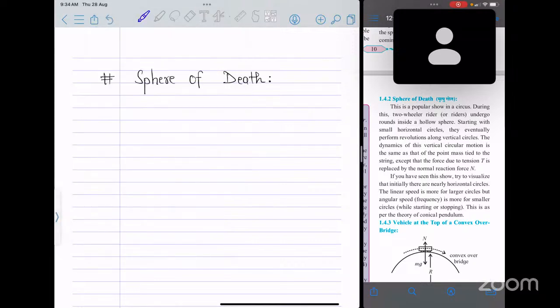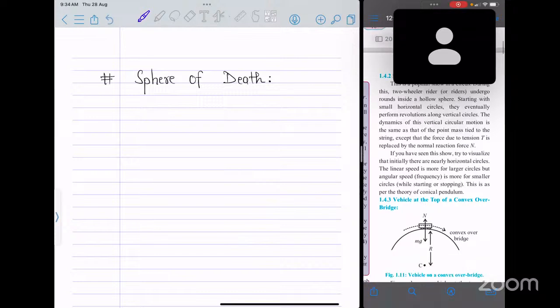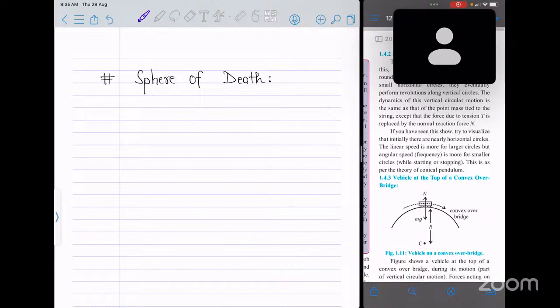क्या कंडीशन है भाई? This is a popular show in a circus. During this, a two-wheeler rider undergoes rounds inside a hollow sphere, starting with small horizontal circles. They eventually perform revolutions along vertical circles. The dynamics of this vertical circular motion is the same as that of the point mass tied to the string, except that the force due to tension T is replaced by normal reaction N.